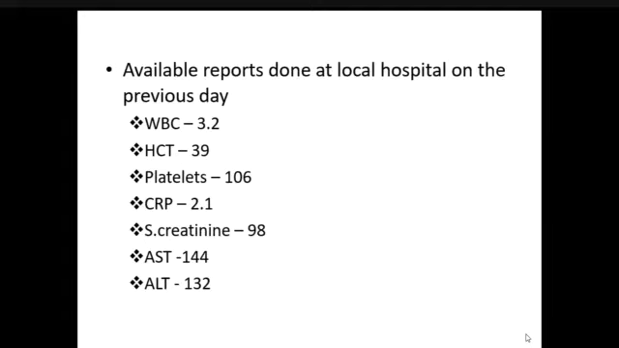So the available reports done at the local hospital on the previous day: WBC 3.2, hematocrit 39, platelet 106, CRP 2.1, creatinine normal, AST/ALT a bit high. Right? So if you can see here, the WBC count is a bit low, platelet is a bit low, but it can occur due to COVID as well. And AST/ALT a bit high, again it can be due to COVID, but still you have to consider other diagnoses as well.